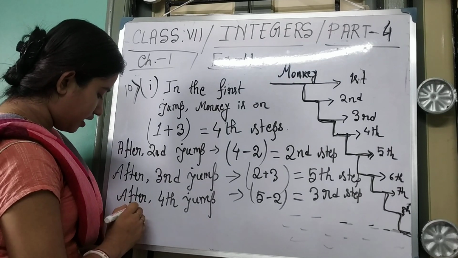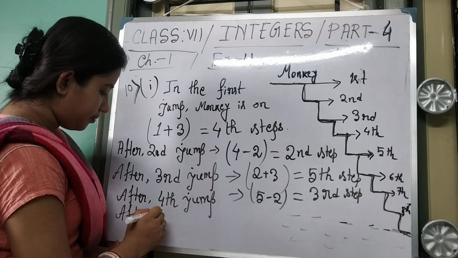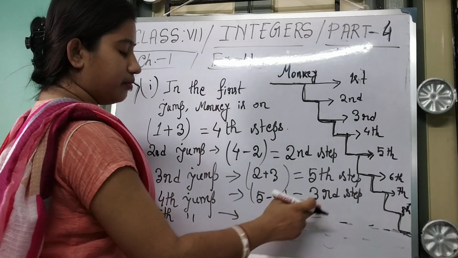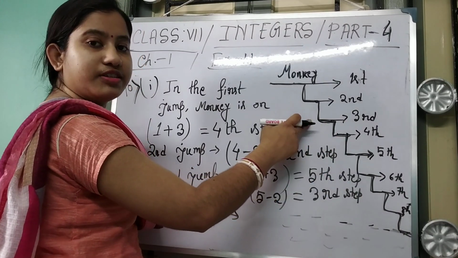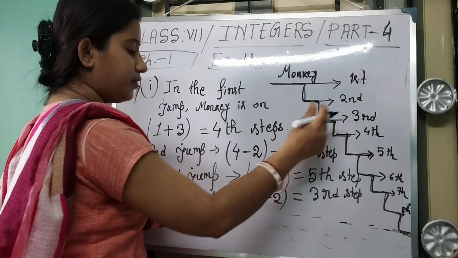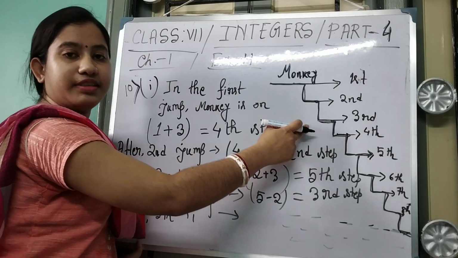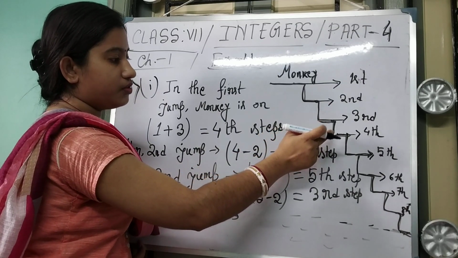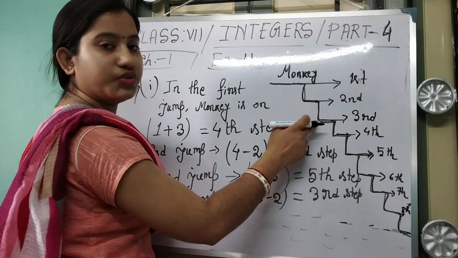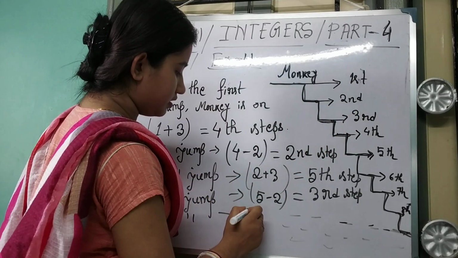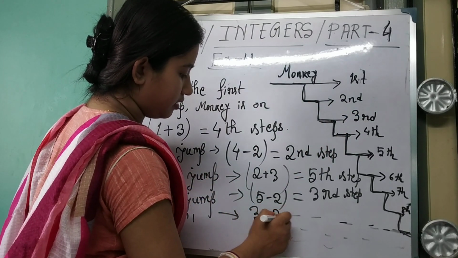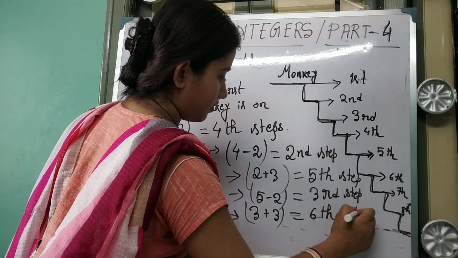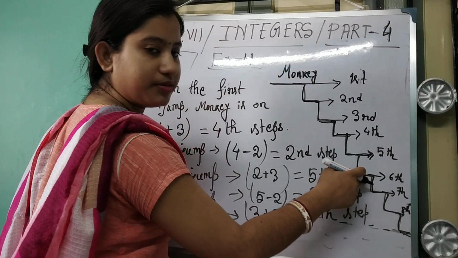Now next we try after the 5th jump. After the 5th jump, the monkey is now in this position, that means the third step. So after the 5th jump, the monkey jumps 3 steps down, 3 steps down means 1, 2, 3. So we should add 3 from this. 3 plus 3, 6th step. So the monkey is now in this position.